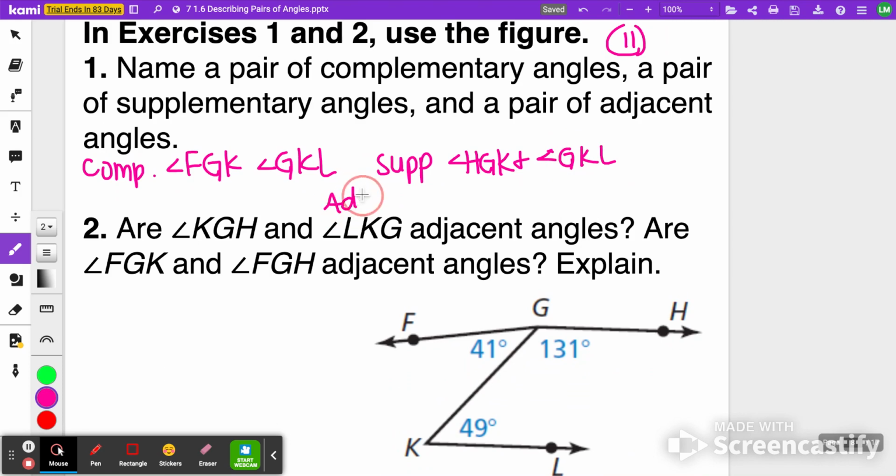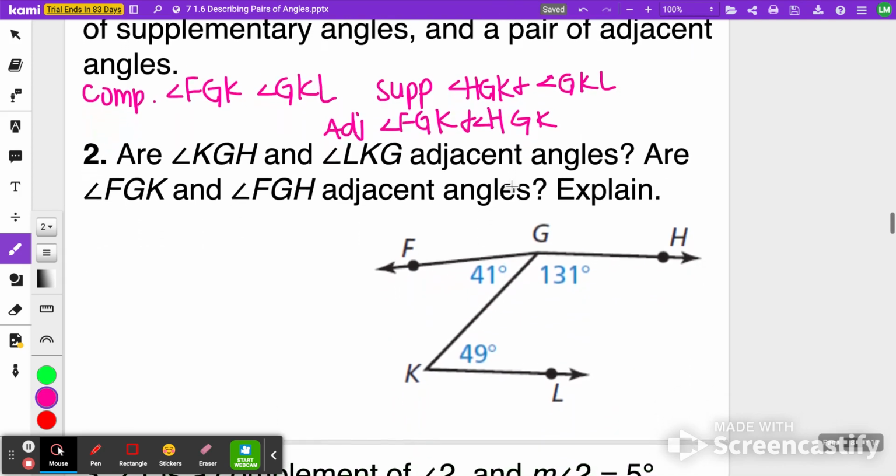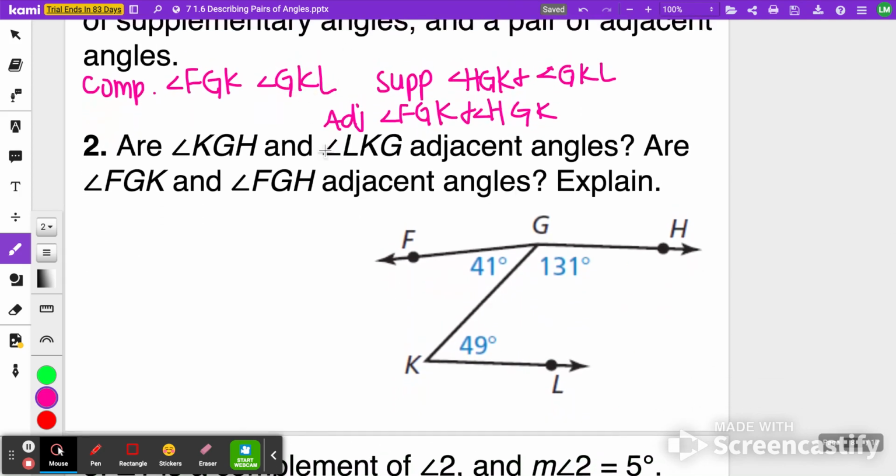Adjacent has to be right next to one another. They have to share a same wall. So I would probably say FGK and angle HGK are both adjacent angles. Are KGH and LGK adjacent angles? And then are FGK and FGH adjacent angles?